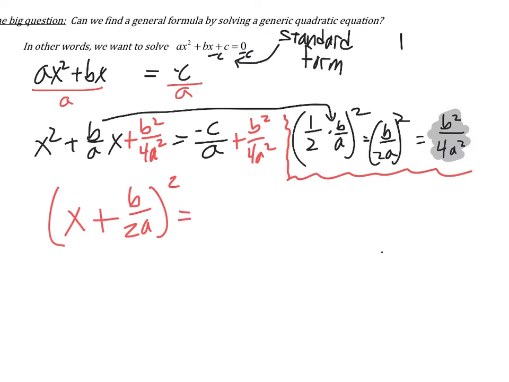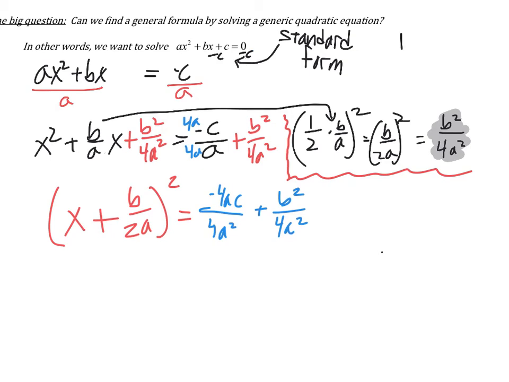Now this side, we need to add these things. So we're going to need a common denominator. We've got 4a squared here. We just have a here. So we can multiply by 4a on top and bottom. And that gives us 4a squared. And then negative 4ac, we can't do anything with those. And b squared over 4a squared.